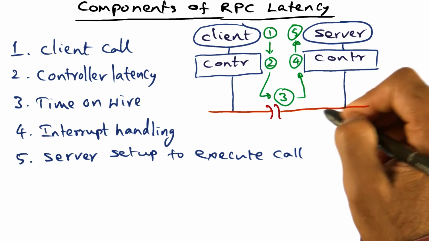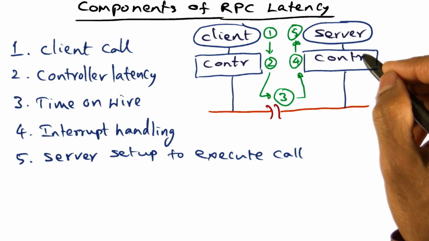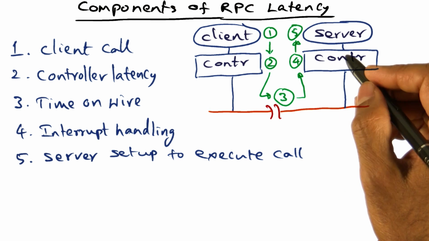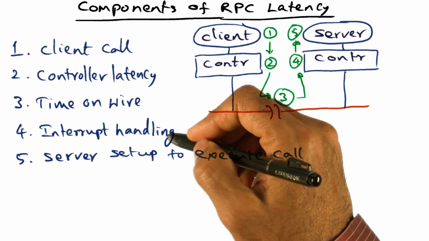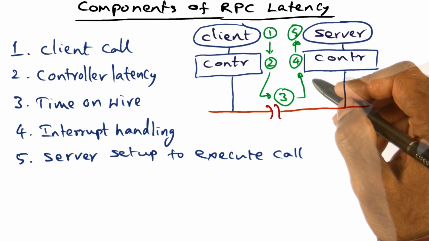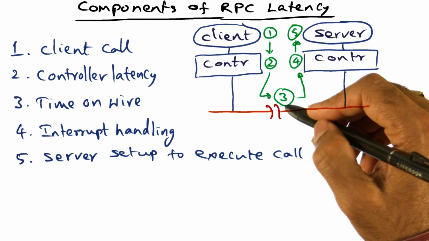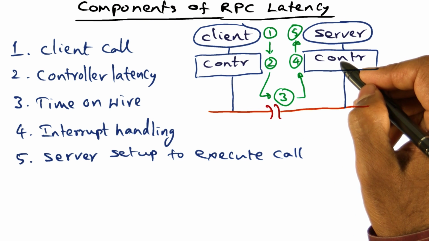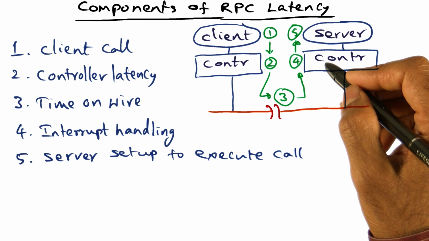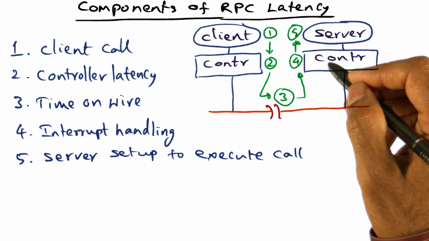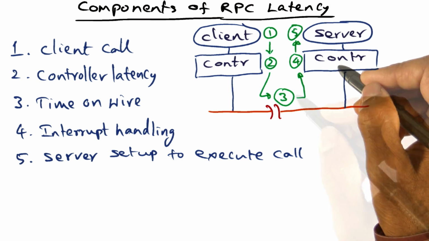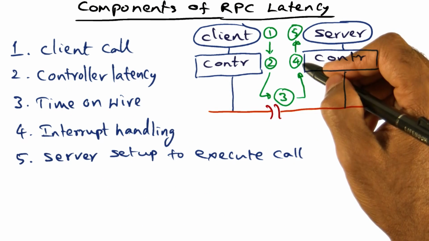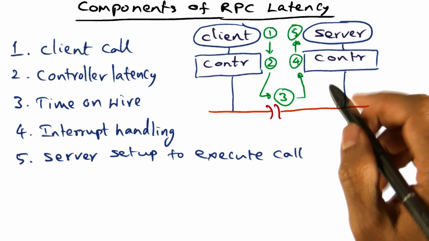So then the message arrives on the destination node, and it arrives in the form of an interrupt to the operating system. So the interrupt has to be handled by the operating system, and part of handling the interrupt is moving the bits that come in on the wire into the controller buffer, and from the controller buffer into the memory of the node. So all of that activity is subsumed in this item number 4, which I call the interrupt handling.